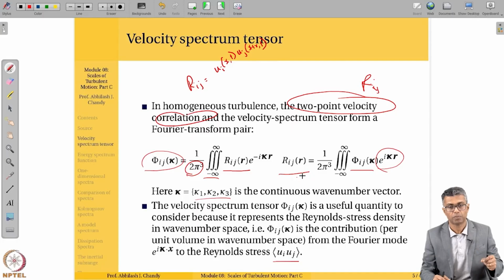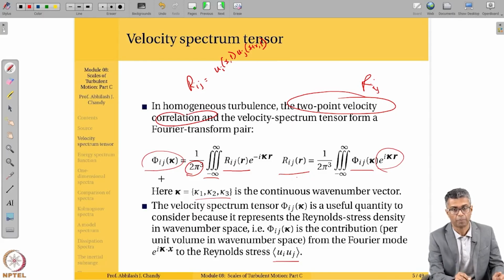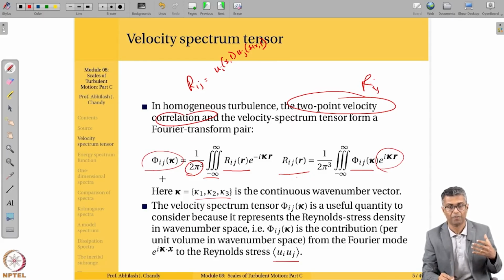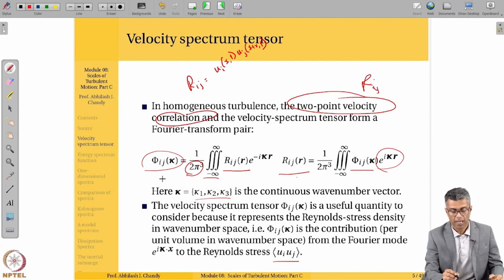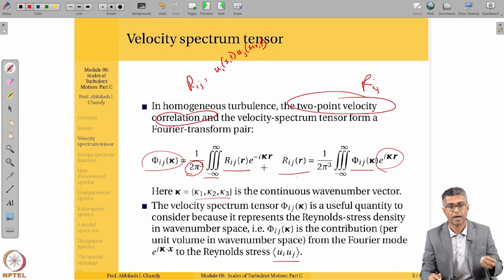The velocity spectrum tensor and the 2-point correlation basically form a Fourier transform pair. So the velocity spectrum tensor is phi ij of kappa. Kappa is in bold, so it's a wave number vector with 3 components, kappa 1, kappa 2, and kappa 3, and it's a continuous wave number vector. And you have it as Rij e to the minus i kappa r, where obviously i is a complex number.